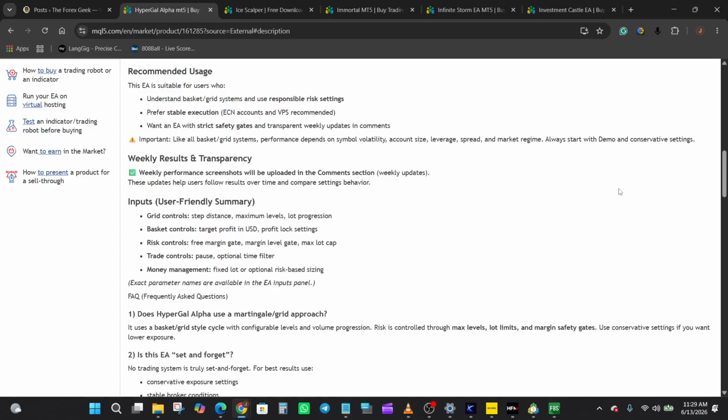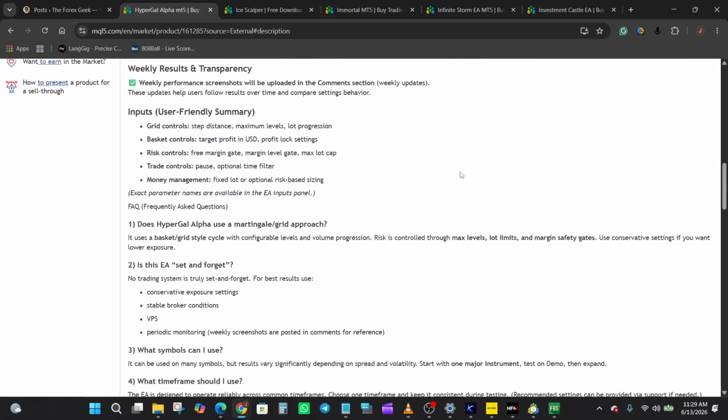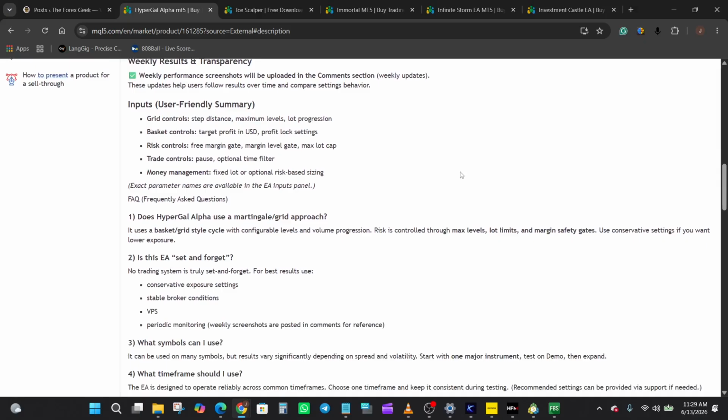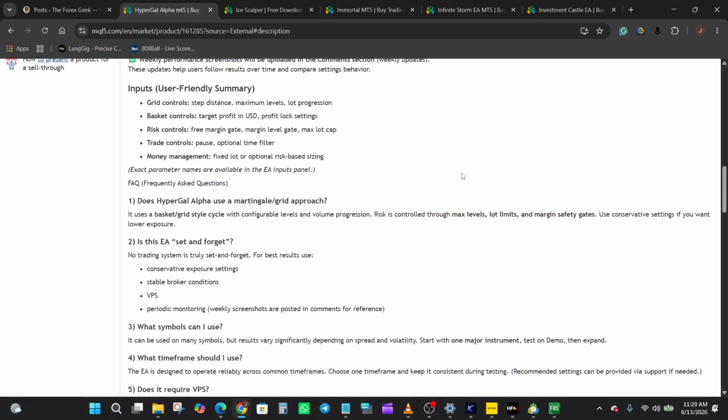Okay, so now moving into the historical backtesting section, this is where we can evaluate how the EA performed during the tested period. As always, I like to remind viewers that historical testing is useful for understanding behavior under past market conditions, but it should never be treated as a guarantee of future results.